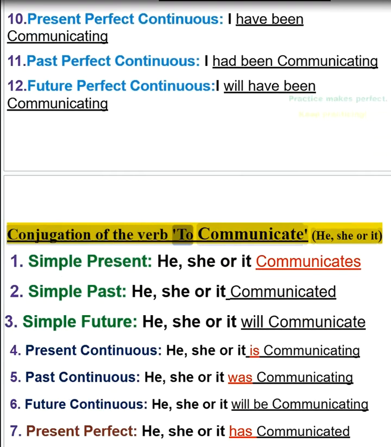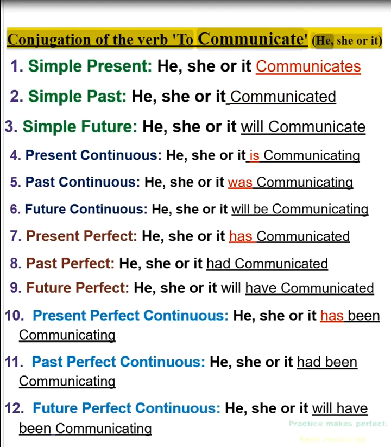Conjugation of the verb to communicate, he, she or it. 1. Simple present, he, she or it communicates. 2. Simple past, he, she or it communicated. 3. Simple future, he, she or it will communicate.